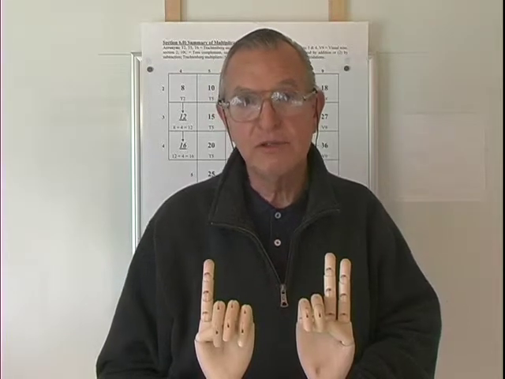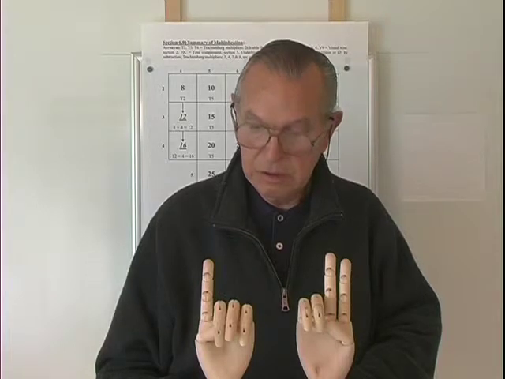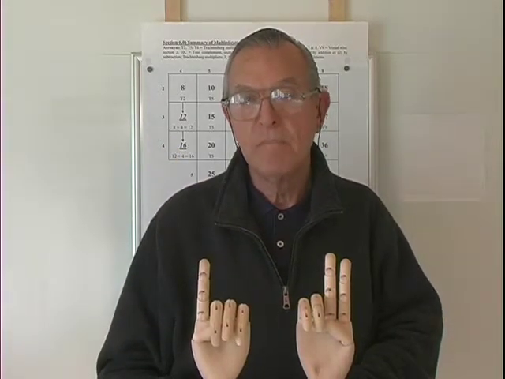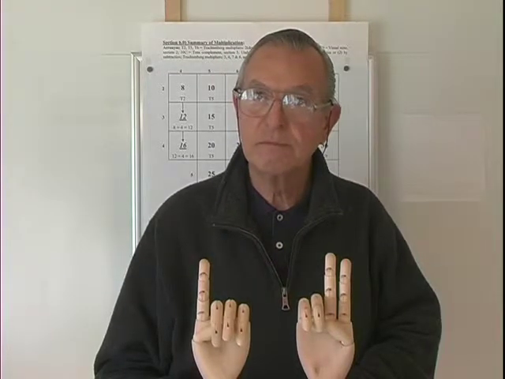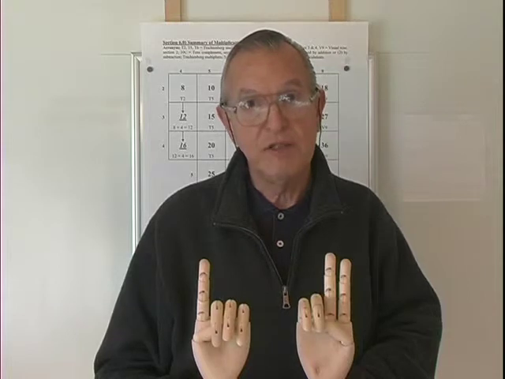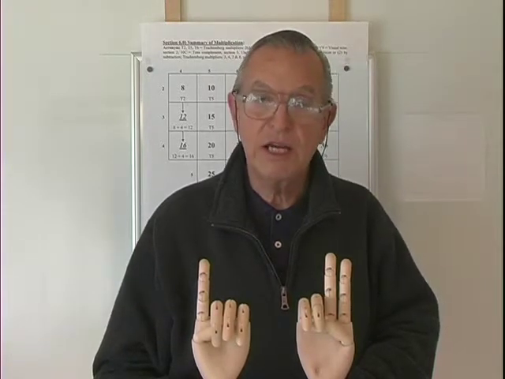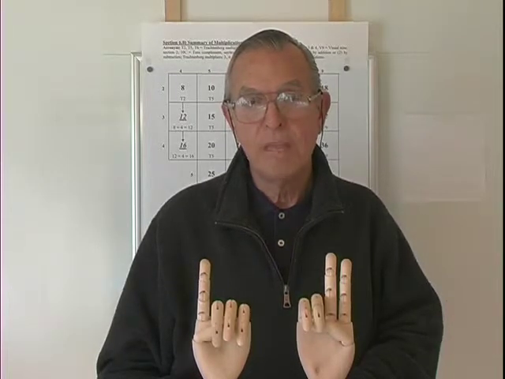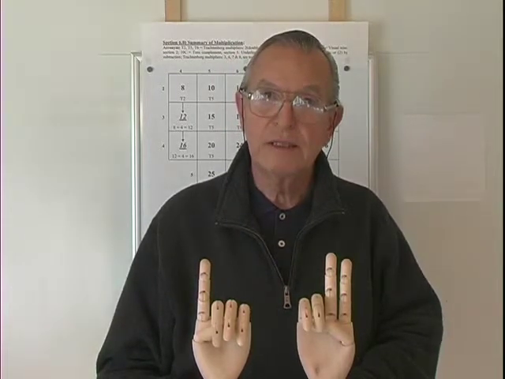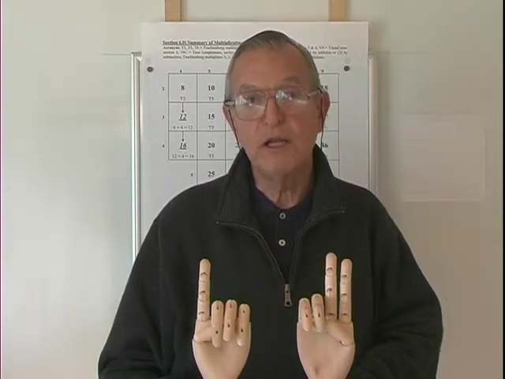The tens place is the extended fingers in the left hand, 1. So 6 times 3 is 18. To get 7 times 3, all I have to do is add 3 to 18 and I get 21. All I have to do to get 8 times 3 is add 3 to 21 and I get 24.